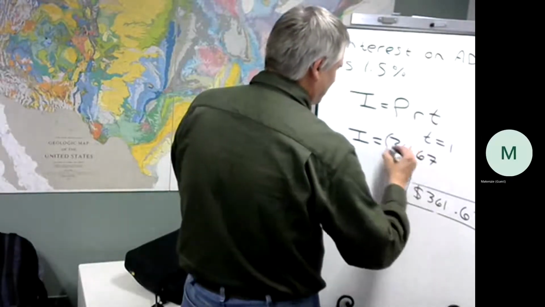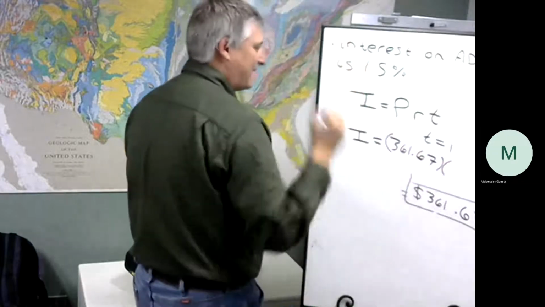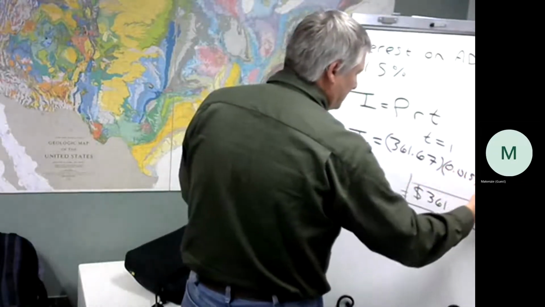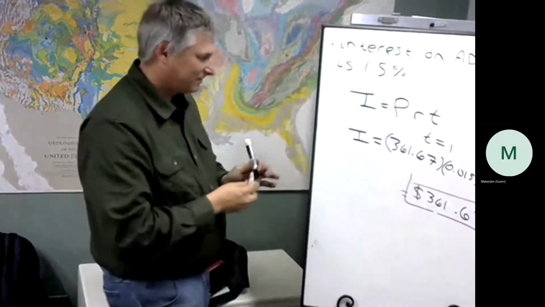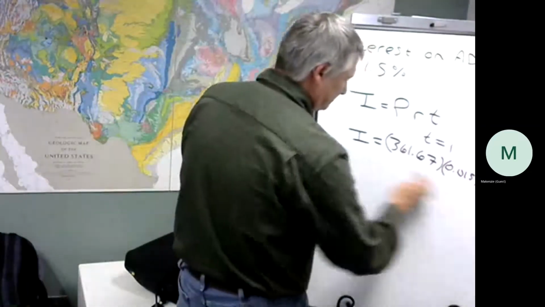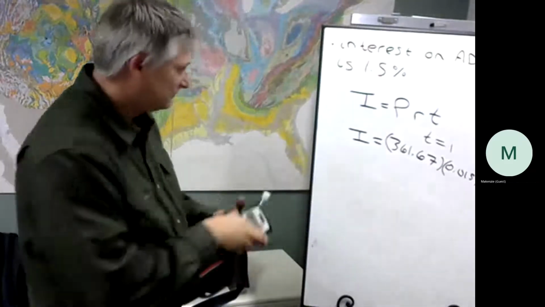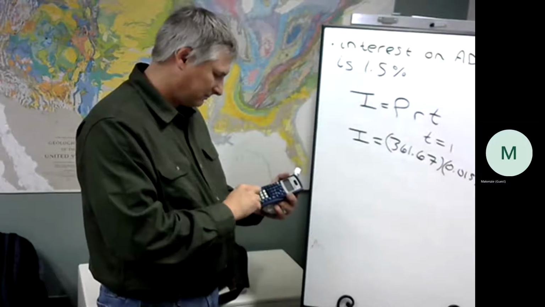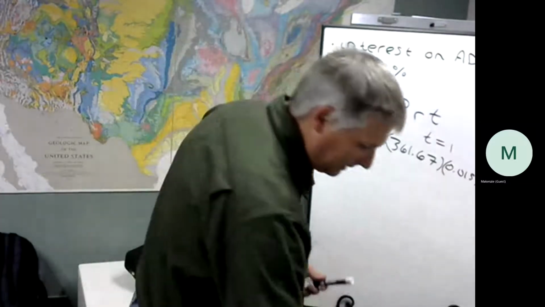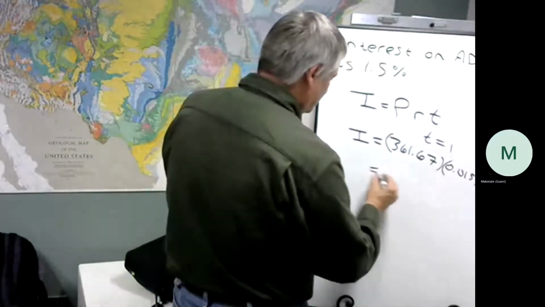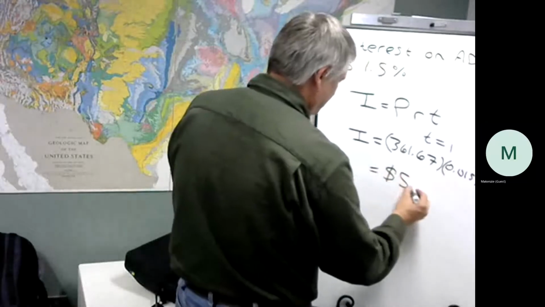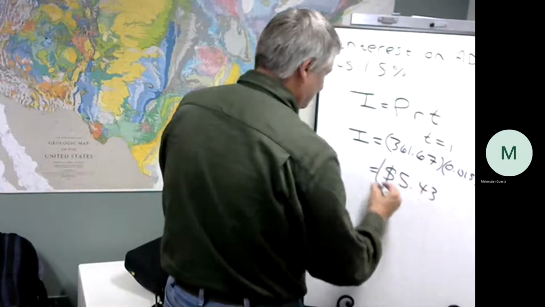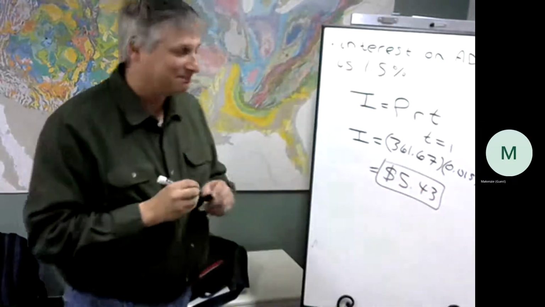is 361.67 times, and again dividing the rate by 100, 0.015, and then multiply by 1. Rounding to the hundredths place, we get $5.43, and that's it.